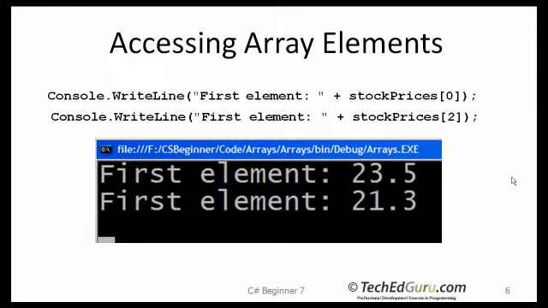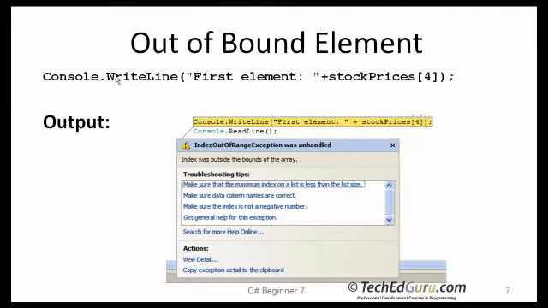If you ever use an index outside of the range, which will be 0 to size minus 1, your program will crash. In C#'s terminology, it'll throw an exception. Remember, the stock prices array on the previous slide had 4 elements, which means its valid indexes were from 0 through 3: 0, 1, 2, and 3.